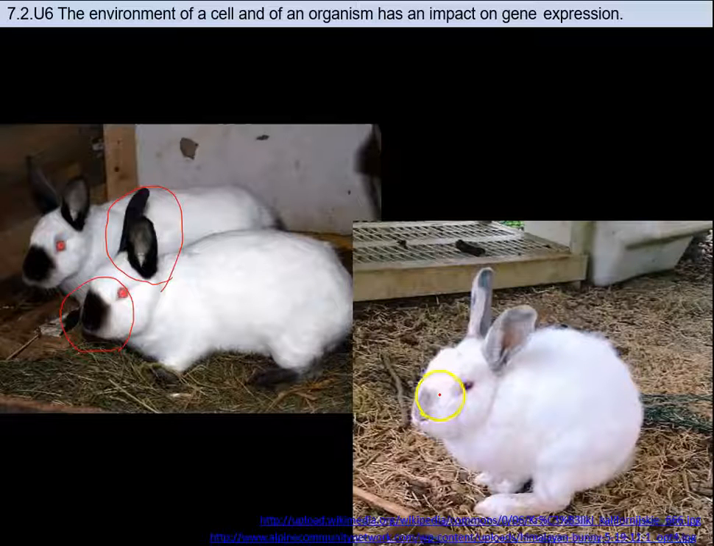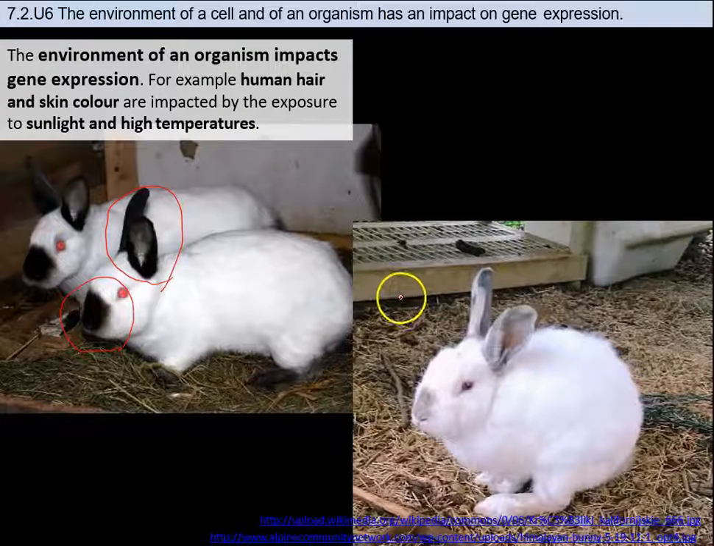What do you think? Do you think that they have genetic differences? Pause the video and think a little about that. Okay, tell me what was the result of your thinking.